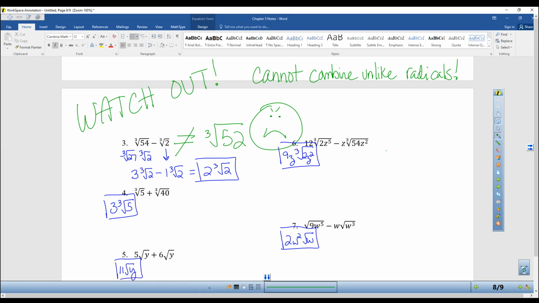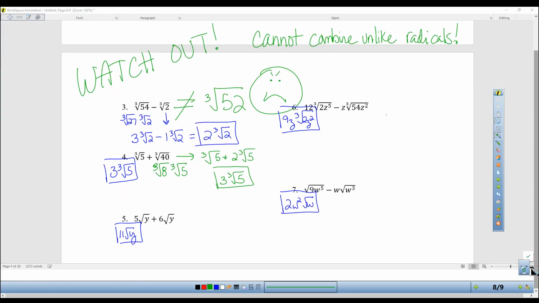Okay, so number 4. They don't have like radicals. So I break this one down into a part I can do. Cube root of 8 is a known cube root, and cube root of 5. So now I have the cube root of 5 plus 2 cube roots of 5. And my final answer is 3 cube roots of 5. The next one does have a like radical. I have 5 square roots of y and 6 square roots of y. That gives me 11 square roots of y. So you'll get a couple easy ones in there.